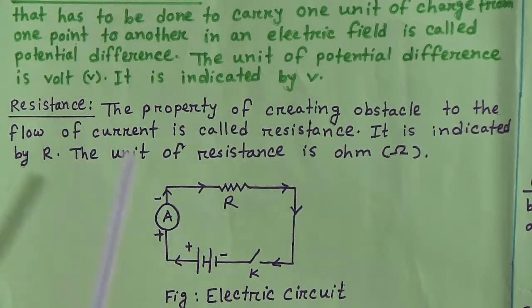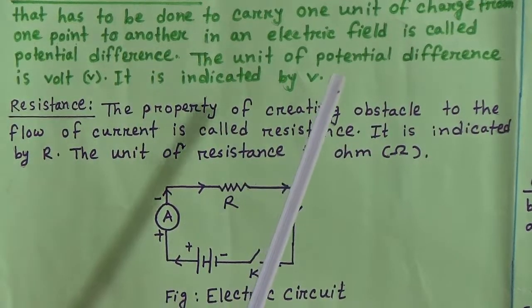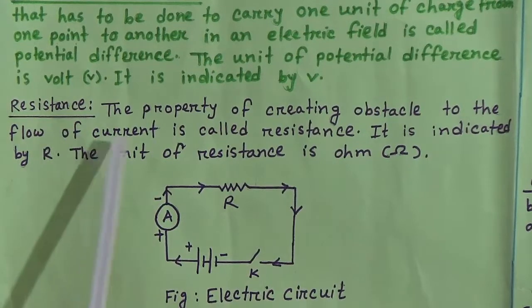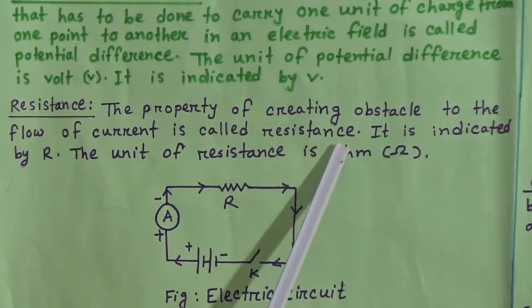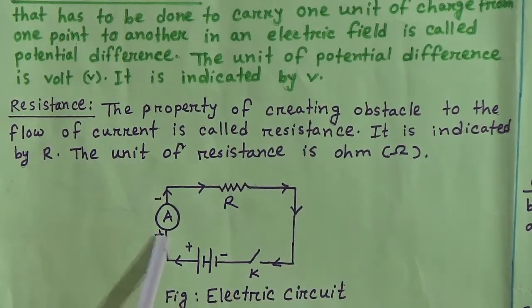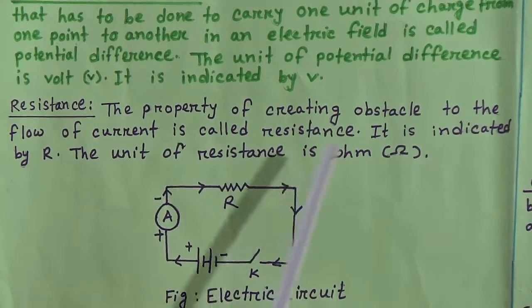Now, what is resistance? The property of creating obstacle to the flow of current is called resistance. It is indicated by R. The unit of resistance is ohm.